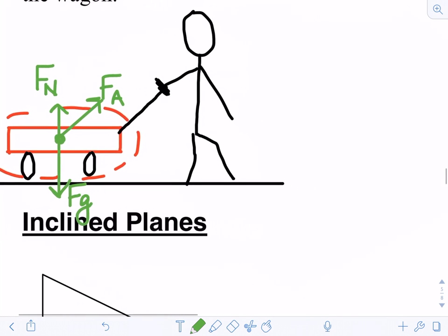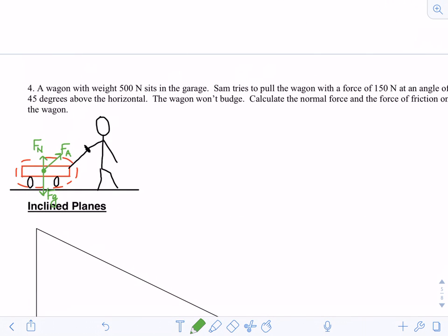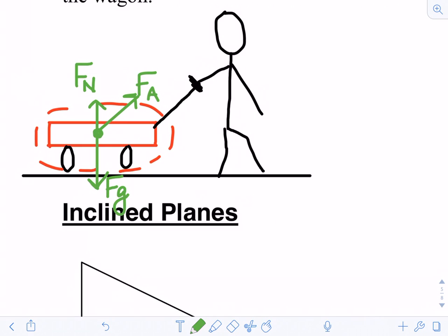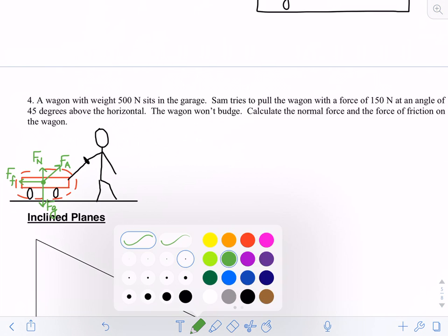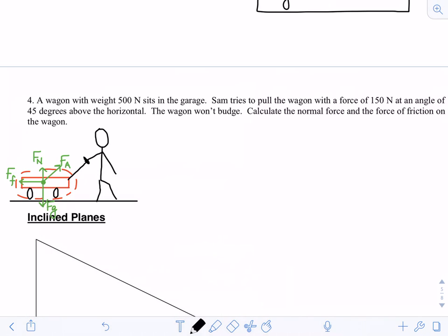And we can read from the problem statement that the wagon's not going to move, so there must be another force acting on this wagon to keep it from moving. That must be the force of friction. Maybe these wheels have rusted over or something like that. Okay, so this force diagram is a little bit different for us. It's one that we haven't necessarily seen before. Now, what we are asked to do is calculate that normal force and calculate the force of friction. And we can easily do that by writing out some force equations and solving.